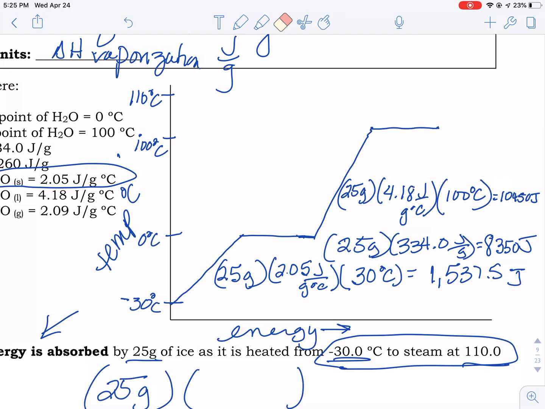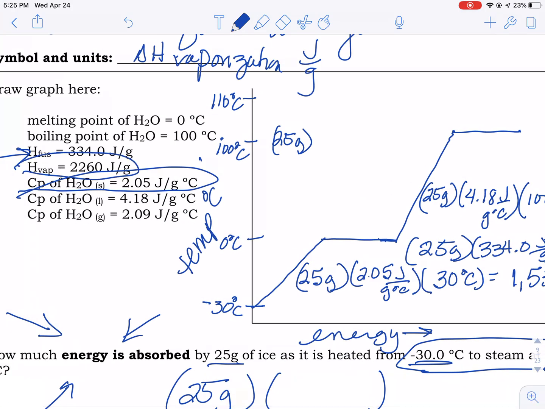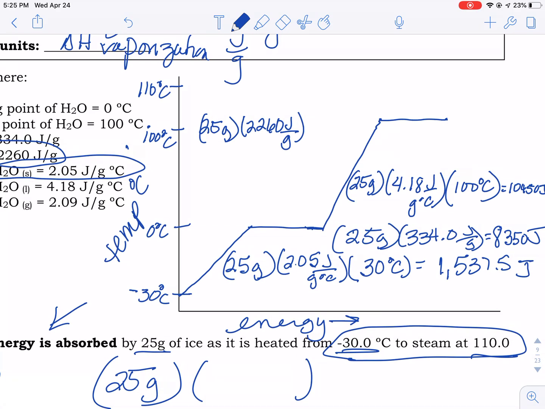So as we flatline, we have to use MAW, 25 grams. I'm actually going to move this over and do it on this side so I have more room. 25 grams times the heat of vaporization, 2,260 joules per gram. It takes a lot more energy to make a molecule of water become a gas. All right, if we multiply that out, 25 times 2260, the energy involved there is 56,500 joules. We're not done.